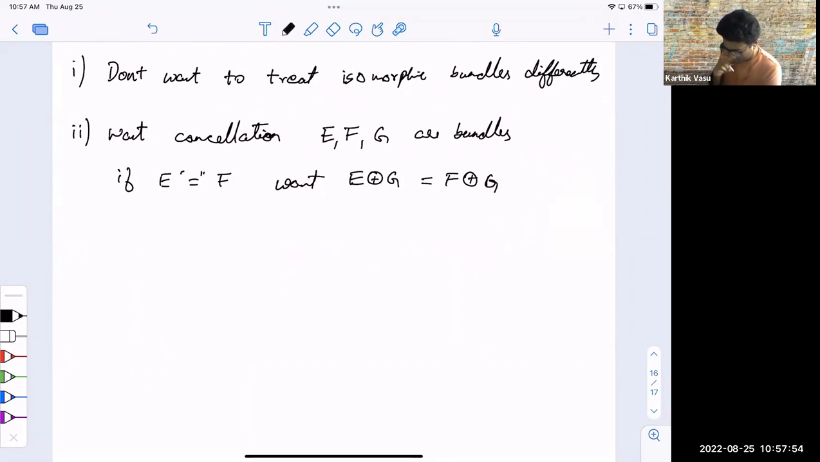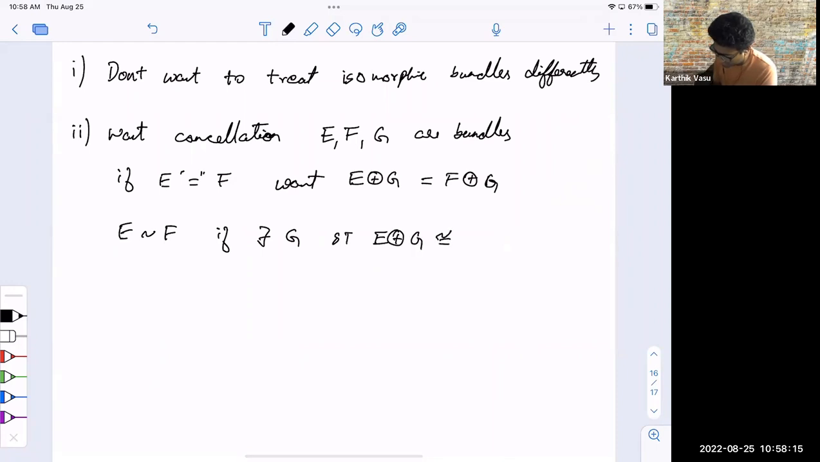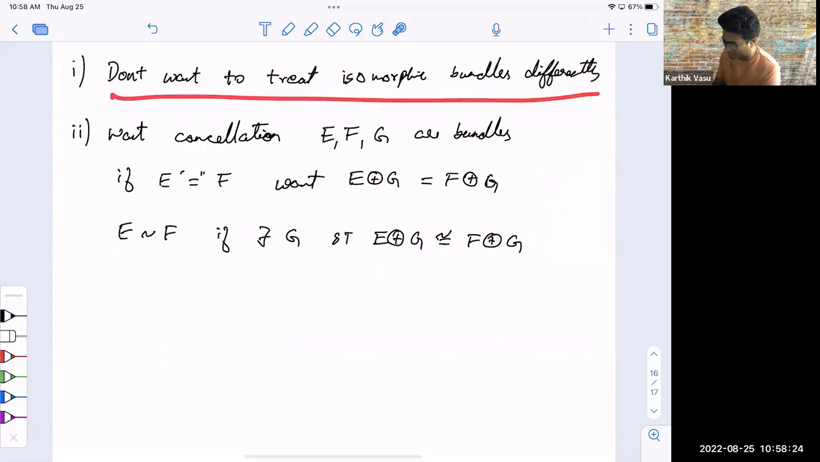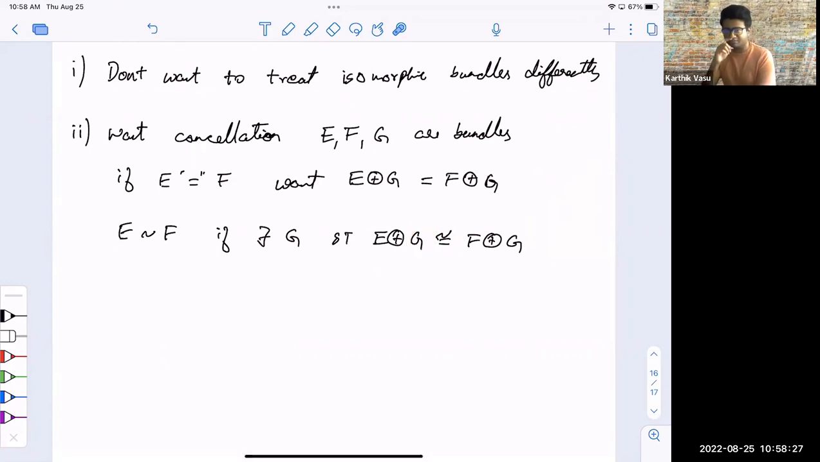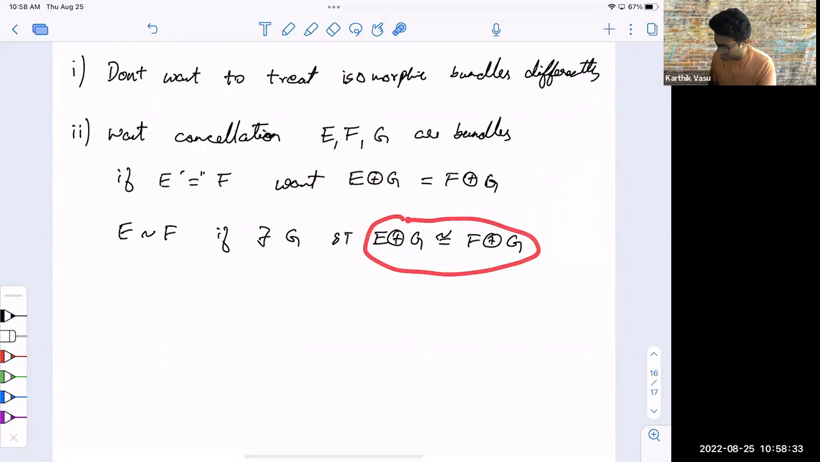So I will define it saying, maybe not yet. So let's say E and F are similar if there exists G such that E plus G is isomorphic to F plus G. Right, so this is vector bundle isomorphism, and in particular, it takes care of this also. You can just take G to be a trivial bundle, a trivial zero-dimensional bundle. So we have set an equivalence like this. These will be treated as the same.